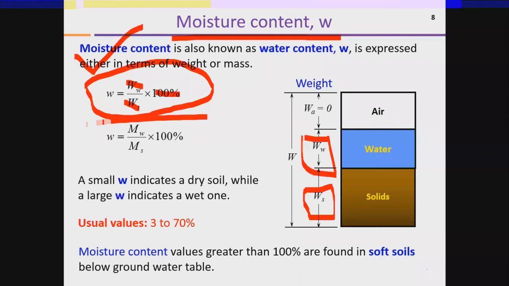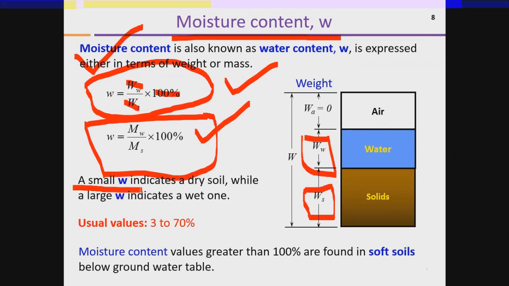If you are talking in terms of mass, this will be known as the mass of water divided by the mass of soil solids multiplied by 100. In soil mechanics, we treat weight and mass as one and the same thing. Now a small value of w indicates dry soil and a large value of w indicates wet soil. Their usual values lie from 3 to 70%.